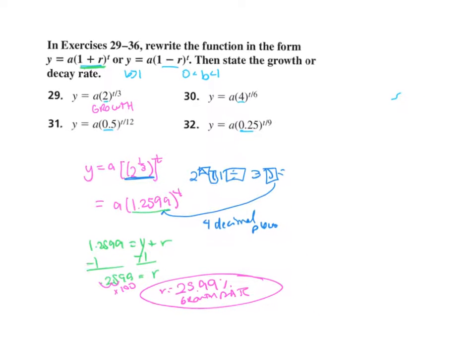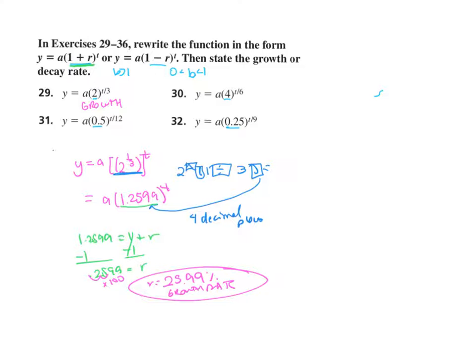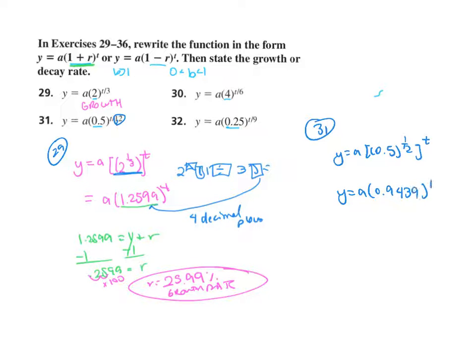And then number 31. So this is 29, let's look at 31 here. We do the same thing. y equals a, and then we want to separate that 0.5, raise that to the 1/12, and then raise to the t. Then you plug that into your calculator, 0.5 raised to the 1/12, and you will get 0.9439 raised to the t.